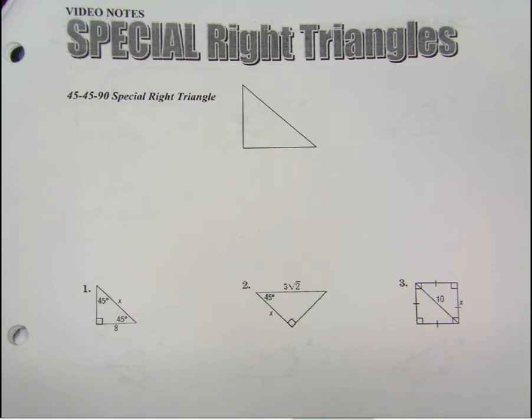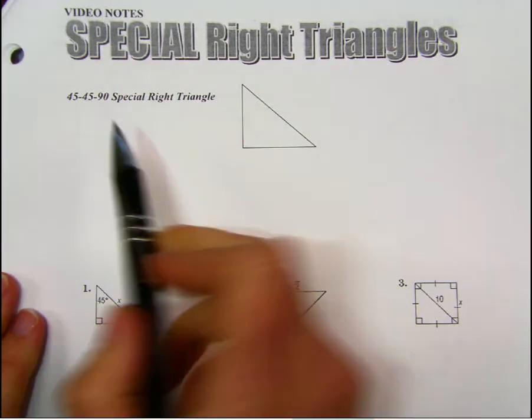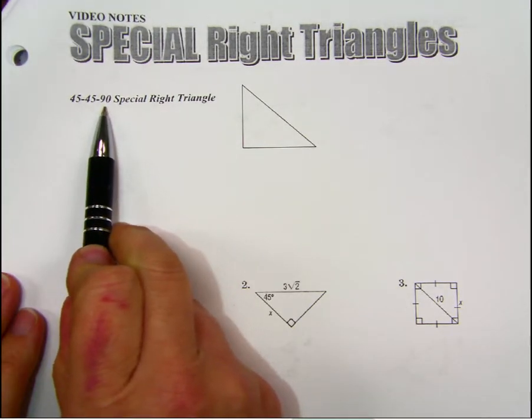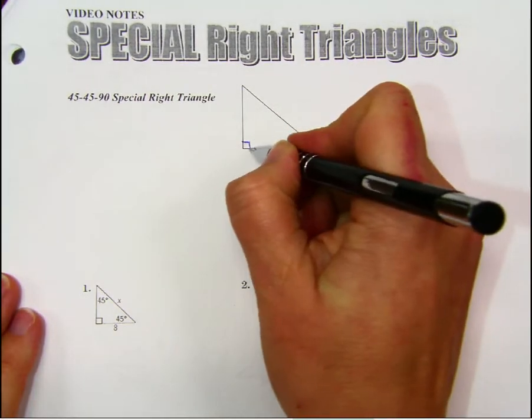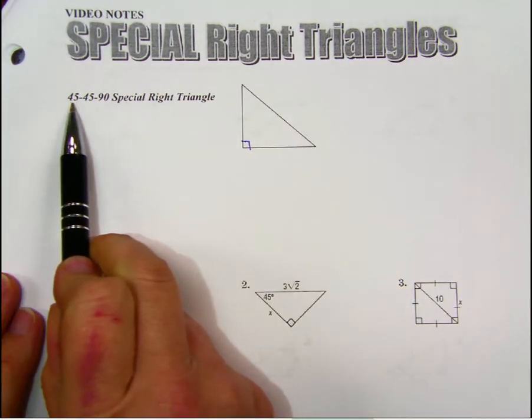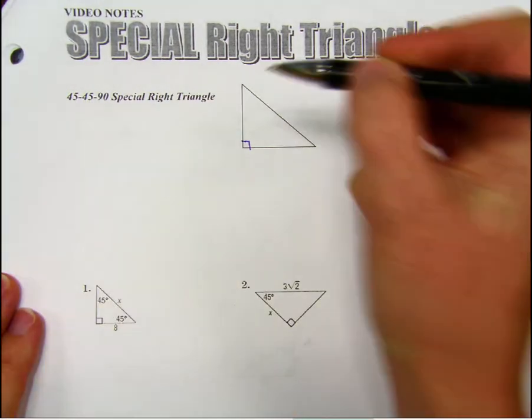So with the special right triangles, there's really two that we're going to look at this year. And also, if you're moving on to Algebra 2 next year, these are going to, again, be things that are going to help you with the material in that course. So a 45, 45, 90 special right triangle is basically talking about the angles in that triangle. So it's a right triangle, so it has to have a 90-degree angle. And then it has to have two other angles that are both 45 degrees.